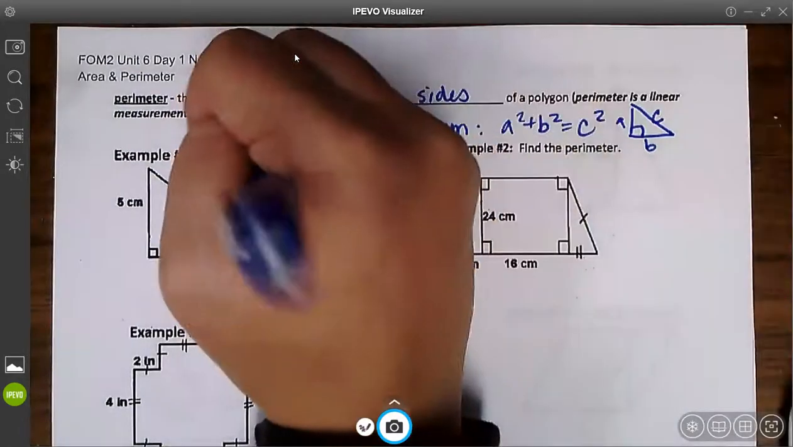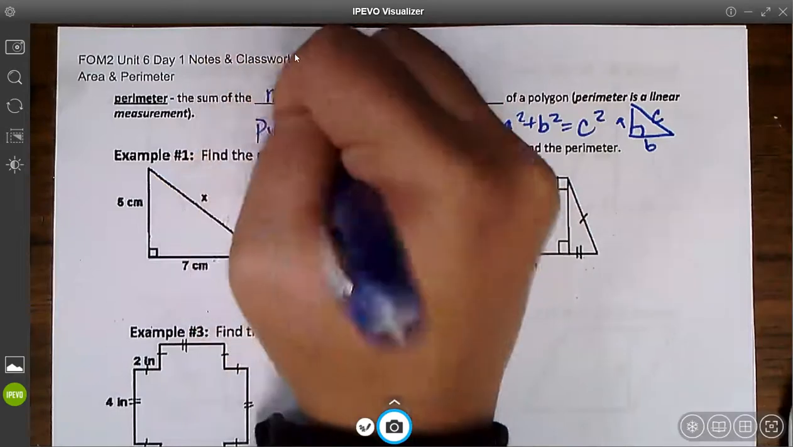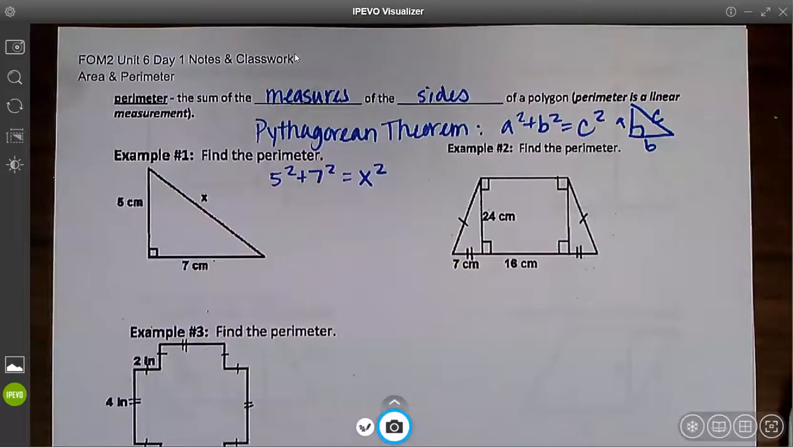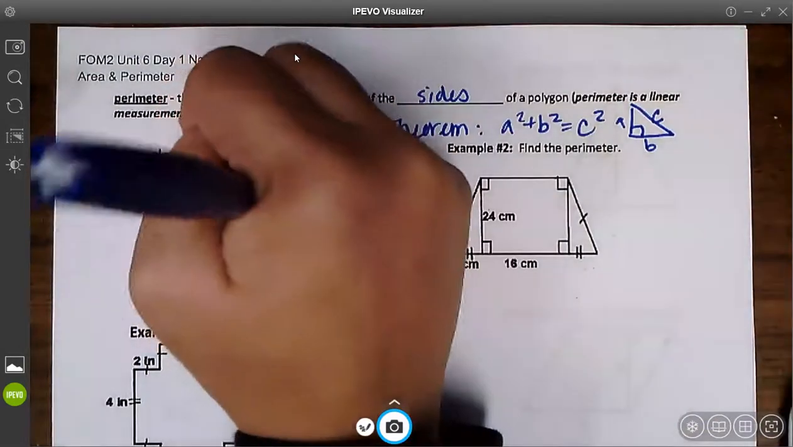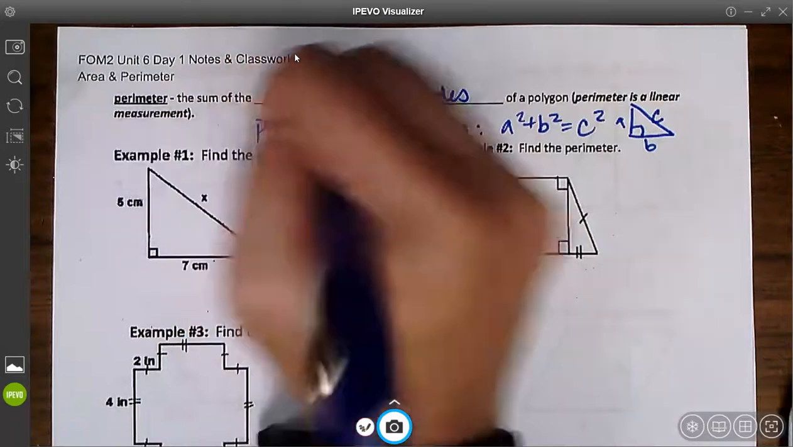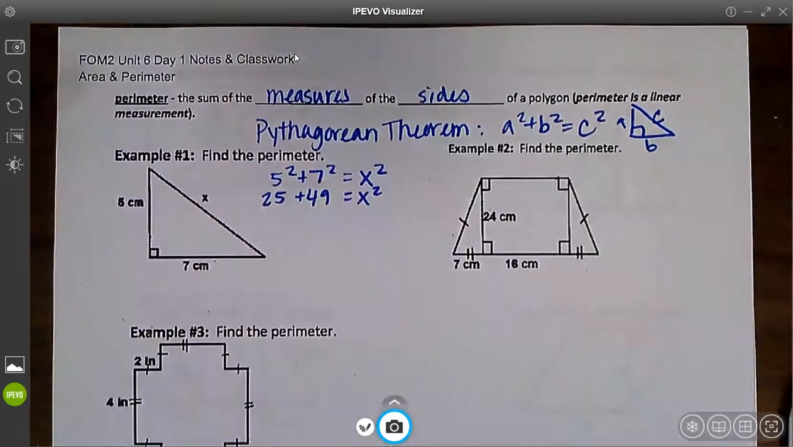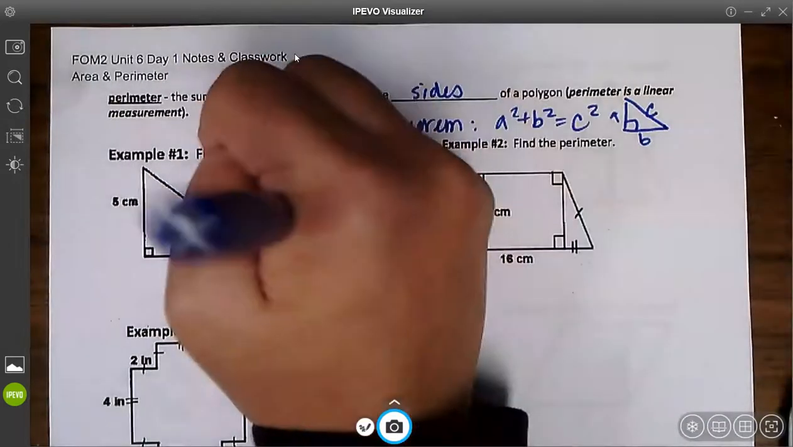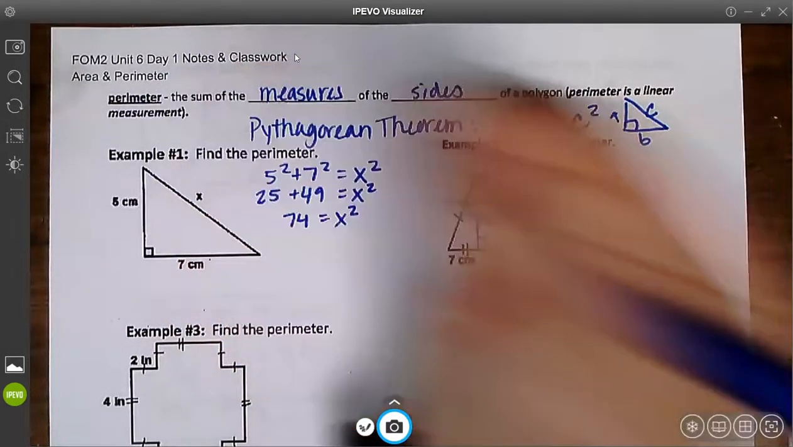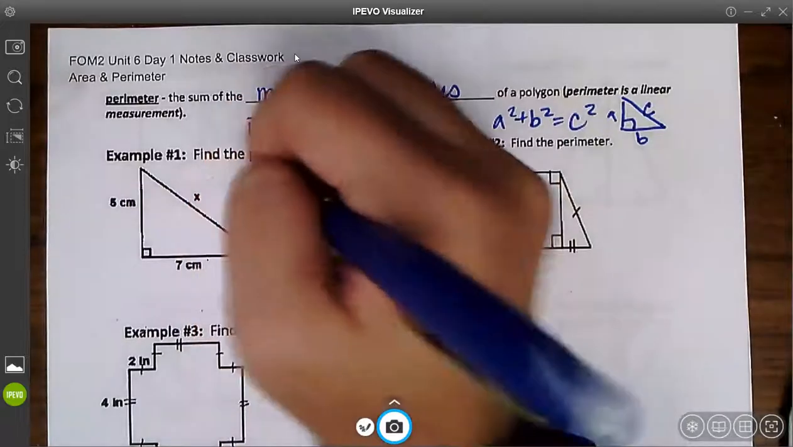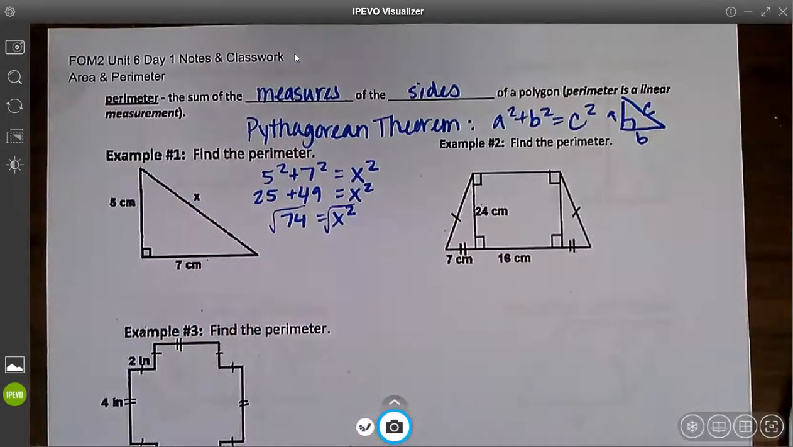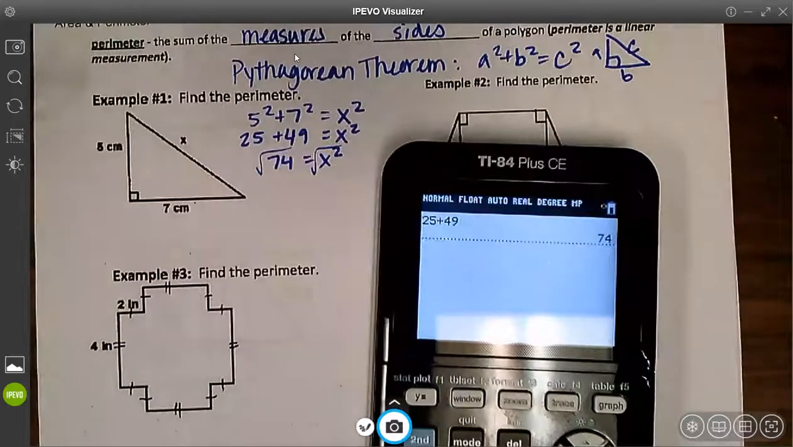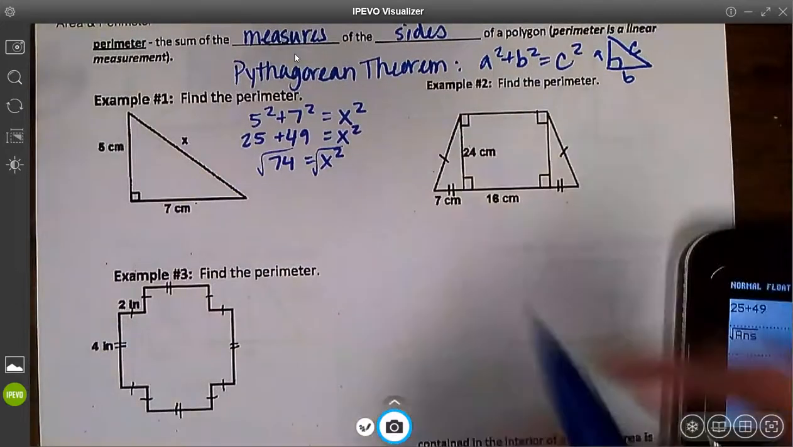So we have 5 squared plus 7 squared has to equal x squared. 5 squared is 25, 7 squared is 49. 25 plus 49 is 74. To undo the squared, you have to take the square root of both sides. So the square root of 74 in your calculator is 8.6.